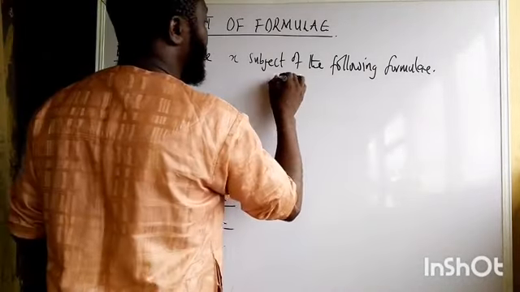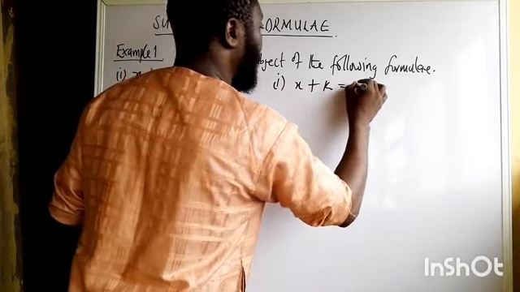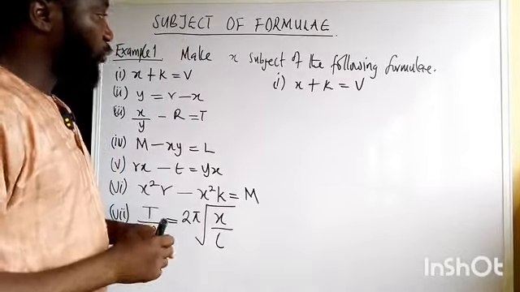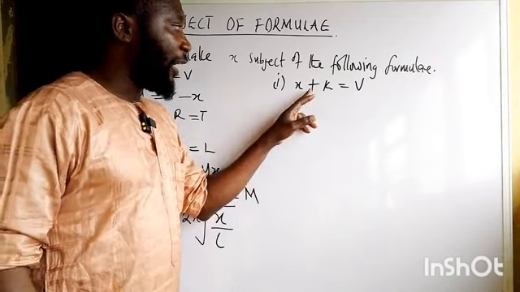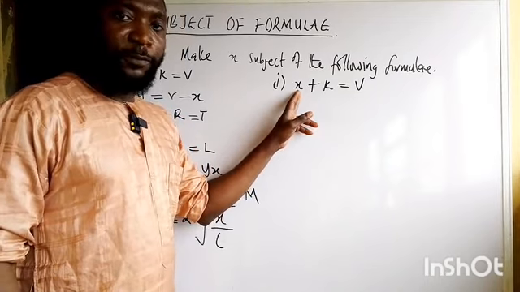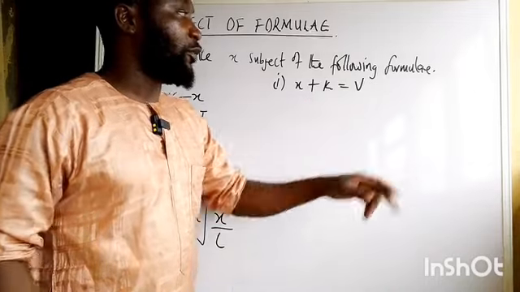Here we have X plus K equals V. And we want to make letter X subject of this formula. Now K is added to X. What are we going to do now? The opposite of addition is subtraction. It means we are going to subtract K from both sides.